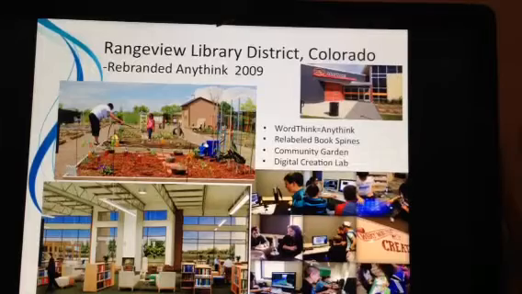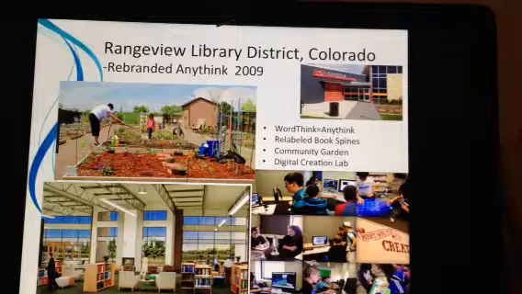The Rangeview Library District in Colorado, this happened in 2009. They used what they called the word think method, where they relabeled the book spines with words instead of numbers. With this relabeling, they actually came up with a whole new brand for the whole library district. They now call it Anything, and it was a whole new big community change with the community gardens. They have a digital creation lab that draws lots of children into the libraries, and it really made a whole change in this district, not just with the books, but how they use that space.